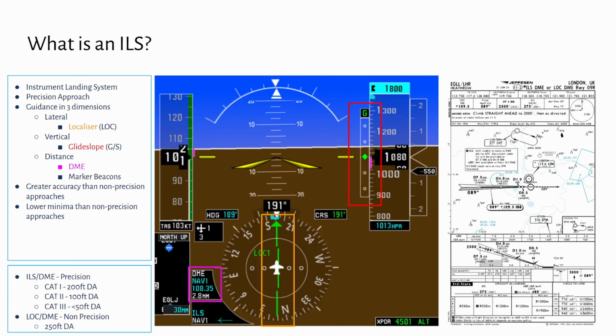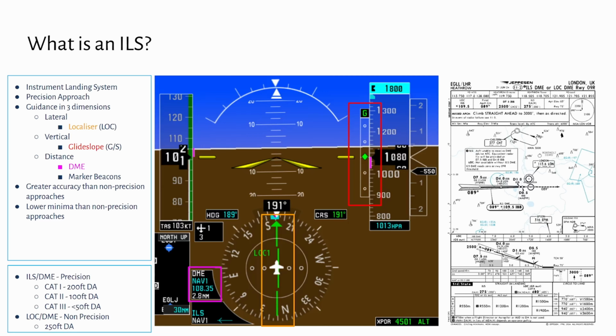So, what is an ILS? An ILS is an instrument landing system, which is a precision and 3D approach. It's a 3D approach because it has guidance in 3 dimensions, which means it has greater accuracy than a non-precision approach, which only has lateral guidance. Because it has greater accuracy, it has a lower minima than a non-precision approach.